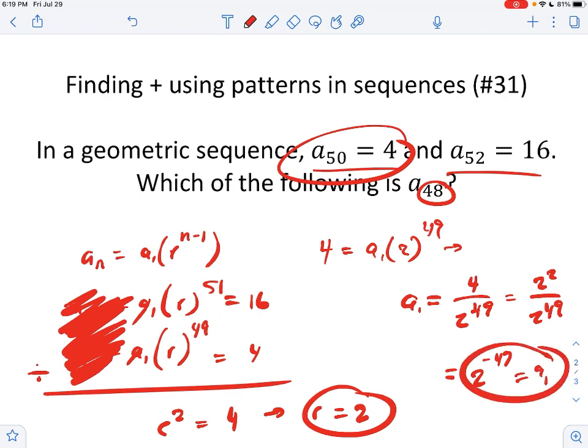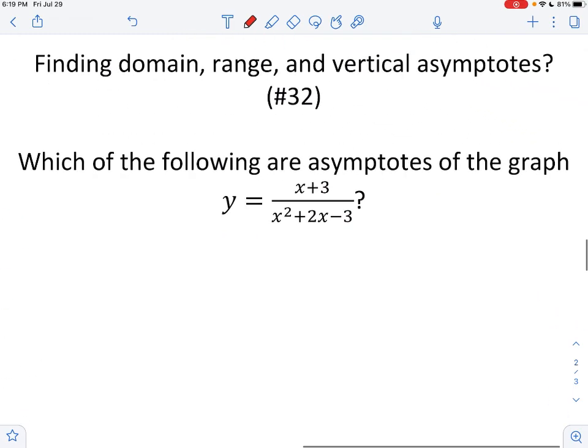Now that I have A1 and I have R, I can just plug everything into this equation and I'll get A48. Okay, very simple, straightforward. It's just you have to practice that process a bit.